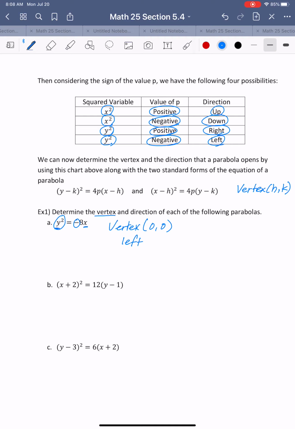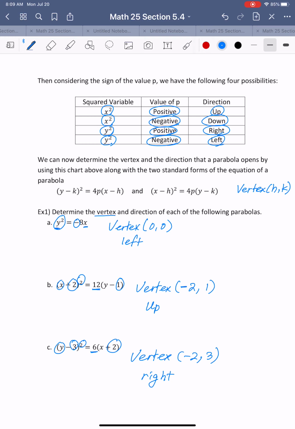Okay, for the second one, the vertex is h is negative 2 and k is 1. And since x is squared and 12 is positive, it's going to be up. And then the vertex for the third: h is negative 2, k is 3. And y is squared, which is right or left, but 6 is positive, so it's going to be right.